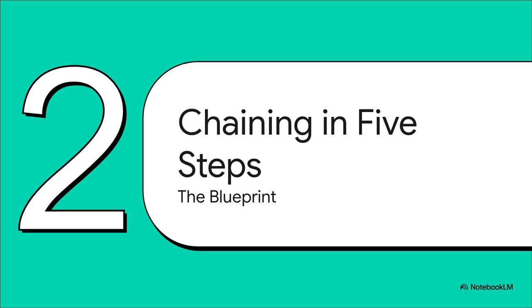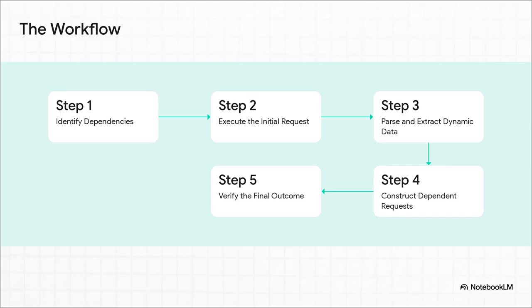So let's walk through the 5-step blueprint for building these things right. You see, it's a pretty simple flow. First, you just identify what the second call needs from the first one. Then, you run that initial request. Step 3, and this is where the magic happens, you parse the response and you grab that dynamic piece of data. Then, you just use that data to build your next request, send it off, and finally, verify that the whole workflow did what it was supposed to do. It's a clear path every single time.